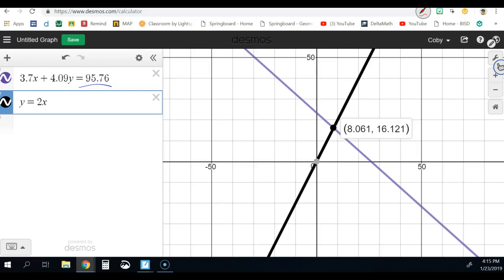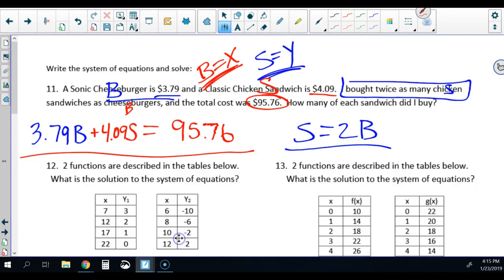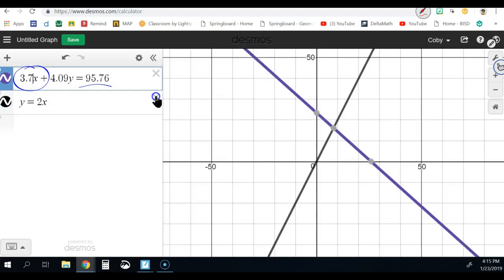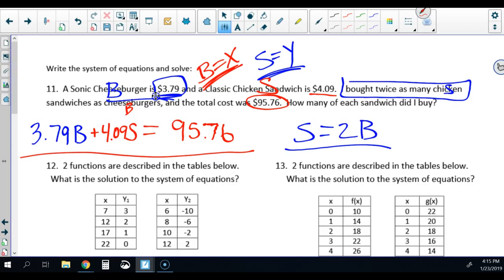Wait a minute. I see a mistake. Because chicken sandwiches are 379, not 370. I had a typo. 379. Now, there we go. My intersection point is 8, 16. So let's come back here. We have the solution is 8, 16.